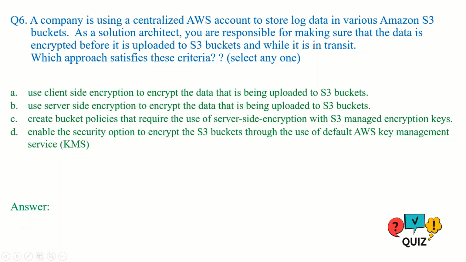See, this is a typical exam question that has been picked up. Going forward, you will see more of direct exam questions. A company is using a centralized AWS account to store log data in various Amazon S3 buckets. As a solutions architect, you are responsible for making sure that the data is encrypted before it is uploaded to the S3 bucket and while it is in transit. So which approach satisfies these criteria? You need to select any one correct answer. We have 4 options to choose from.